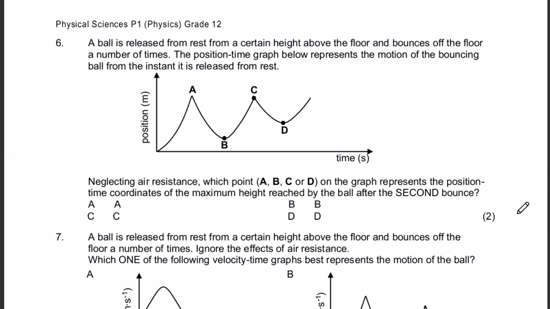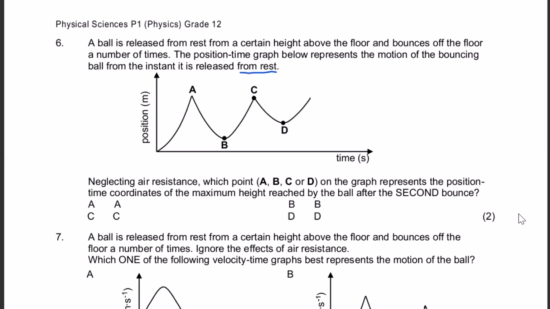It says a ball is released from rest from a certain height above the floor and bounces off the floor a number of times. The position-time graph below represents the motion of the bouncing ball from the instant it is released from rest, right?